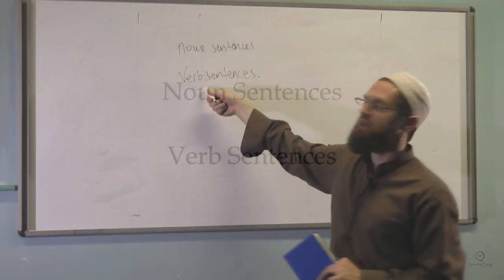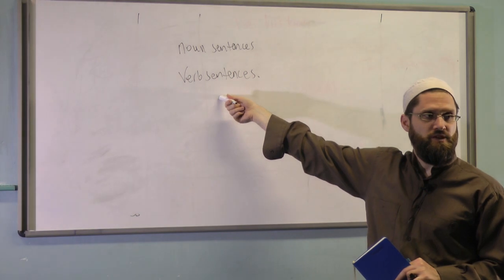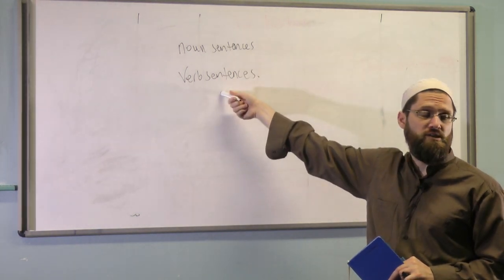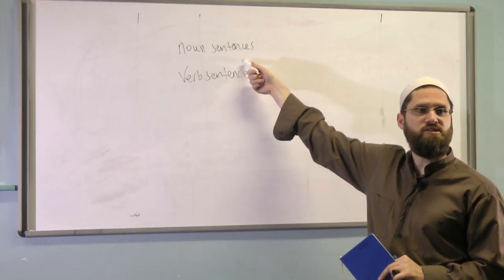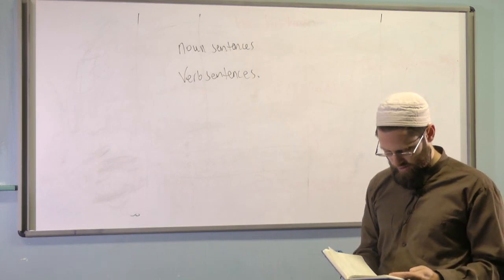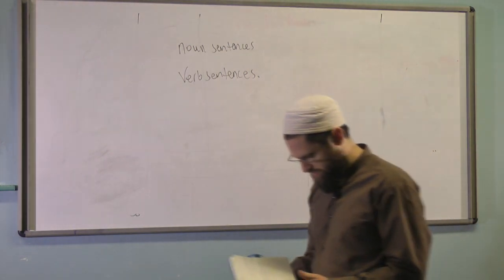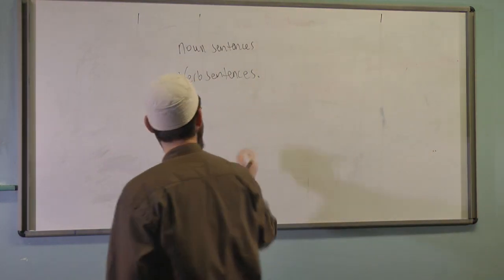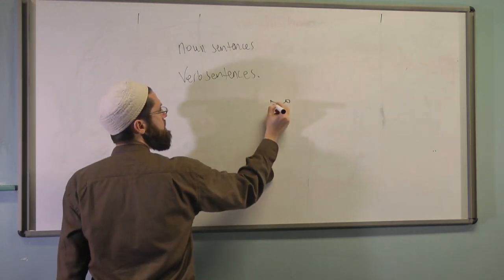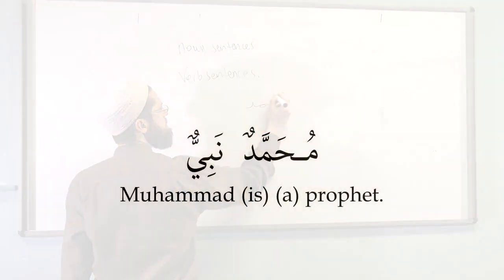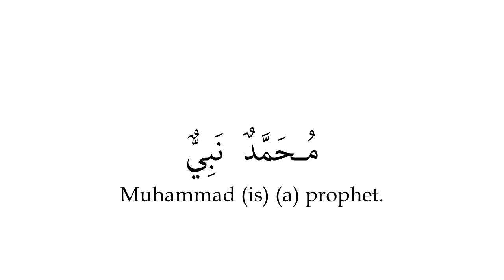Whilst in English, we only have verb sentences. Okay? We have to have a verb in a sentence in English. In Arabic, we can have a sentence without a verb. Okay? So I'm going to give you an example here. Muhammadun Nabiyyun.